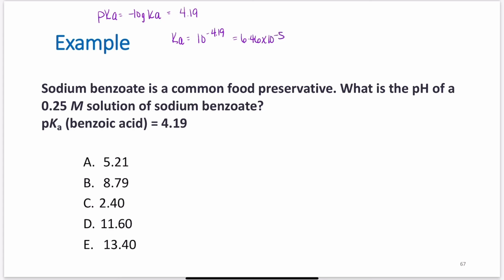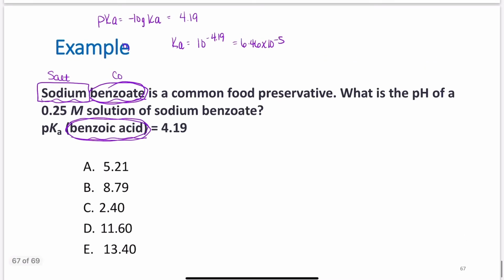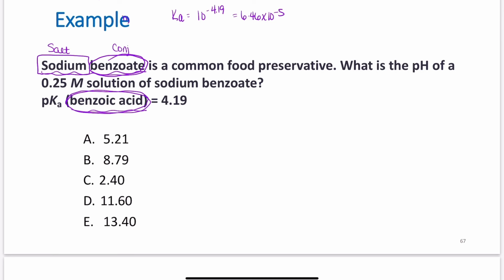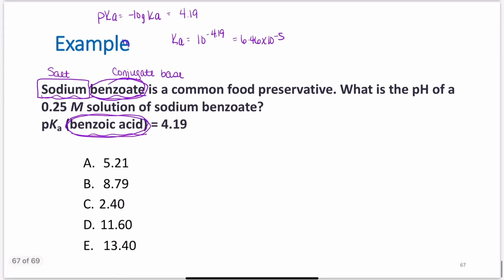So first, I've got the Ka value. But that's not quite what I need because I recognize it says sodium benzoate, but then it gives me a value for benzoic acid. You need to be able to recognize, even if you don't know what sodium benzoate is, that it is a salt. The fact that sodium is written in here suggests to me that this is a salt. The fact that benzoate is similar but does not match the word benzoic acid tells me this is a conjugate base. So what does that mean? I need Kb.